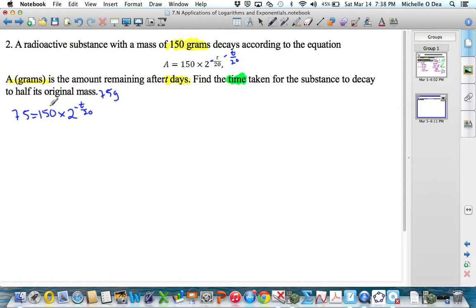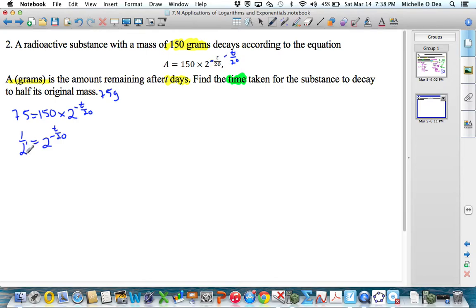So the first thing I'm going to do is get rid of this 150 by dividing by 150 on both sides. 75 divided by 150, well, that's a half. So a half equals 2 to the power of minus t over 20. Now, this one is interesting because here we have base 2, here we have 2. Remember, that's to the power of 1. So I could actually save myself some work.